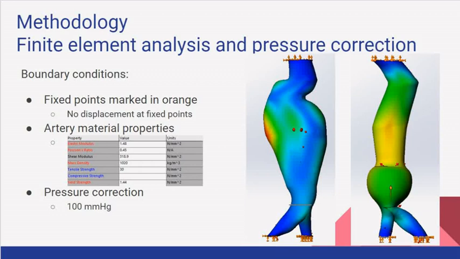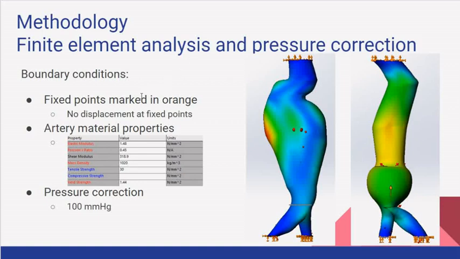We designed a pressure correction parameter in which we removed the base pressure of the artery by applying an offset pressure on the walls of the aortic lumen, therefore emulating an in vivo representation without fluid of the aortic aneurysm. Here we can see the boundary conditions for the study, and we can clearly see the fixed points marked in orange right here as a no displacement area, and it is basically just applied on the cylindrical faces of the aorta.